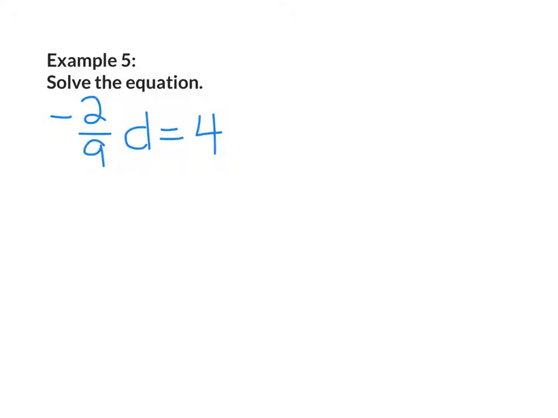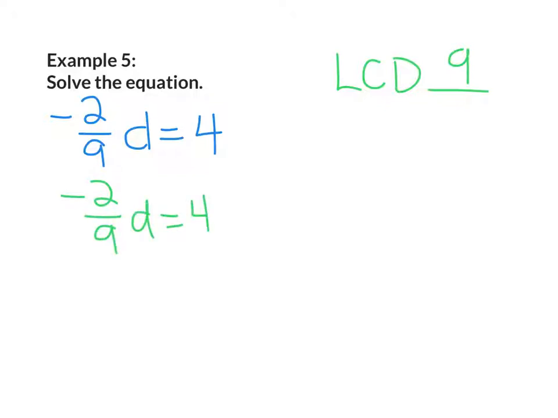Example 5. Solve the equation negative 2 over 9d equals 4. Since I only have one fraction, I'm going to multiply the whole equation by my denominator, which is 9. So my LCD is 9. I'm going to rewrite my equation: minus 2 over 9d equals 4. I'm going to multiply the whole thing by 9.